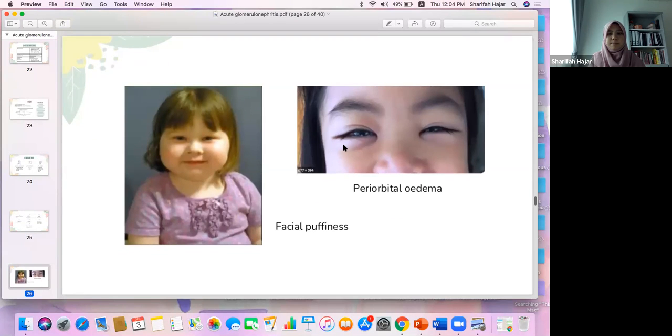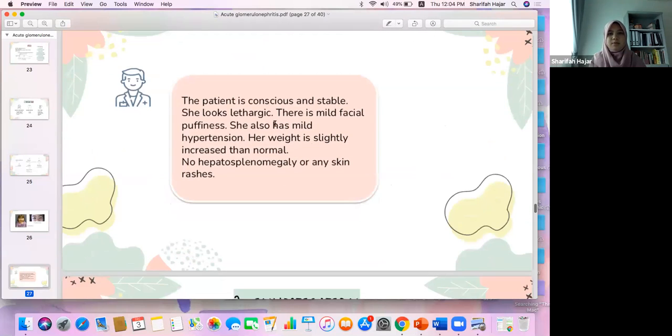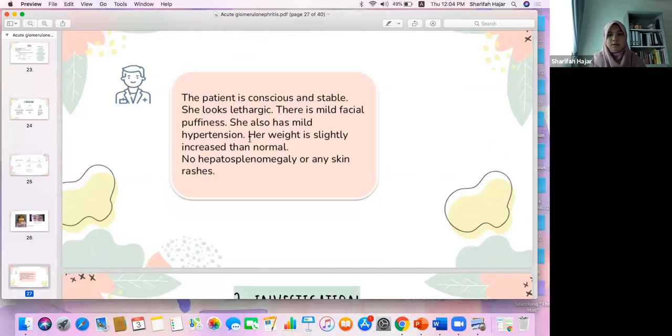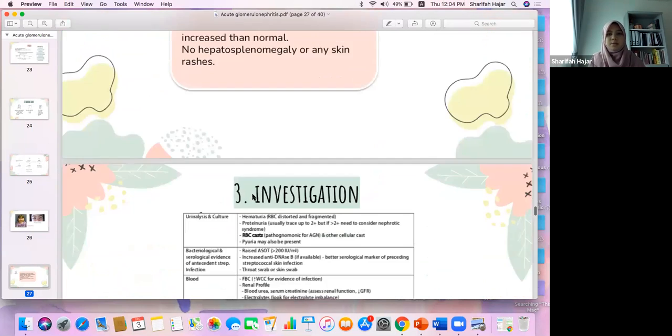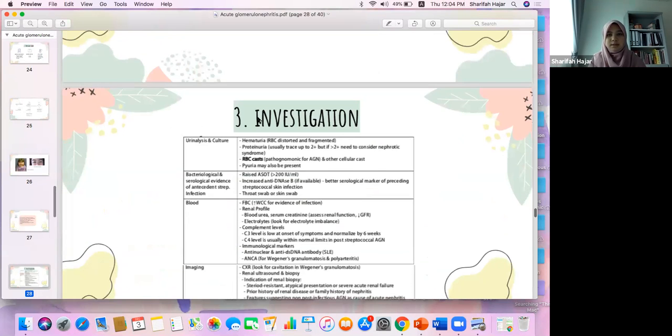Happiness. This is very orbital edema. So this patient looks conscious and stable. She looks lethargic, with mild facial puffiness, and also mild hypertension. Her weight is slightly increased because of the edema. So no hepatosplenomegaly or any skin rashes. And then we proceed to the investigation.